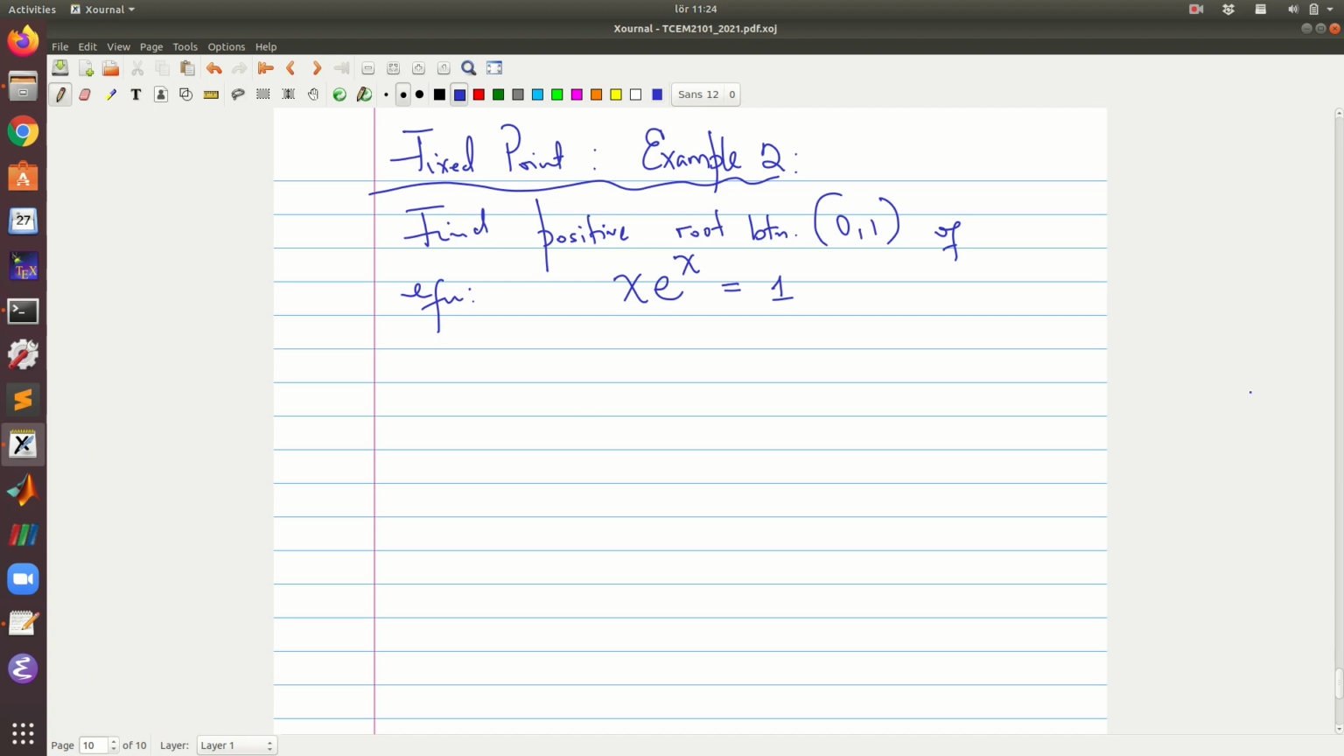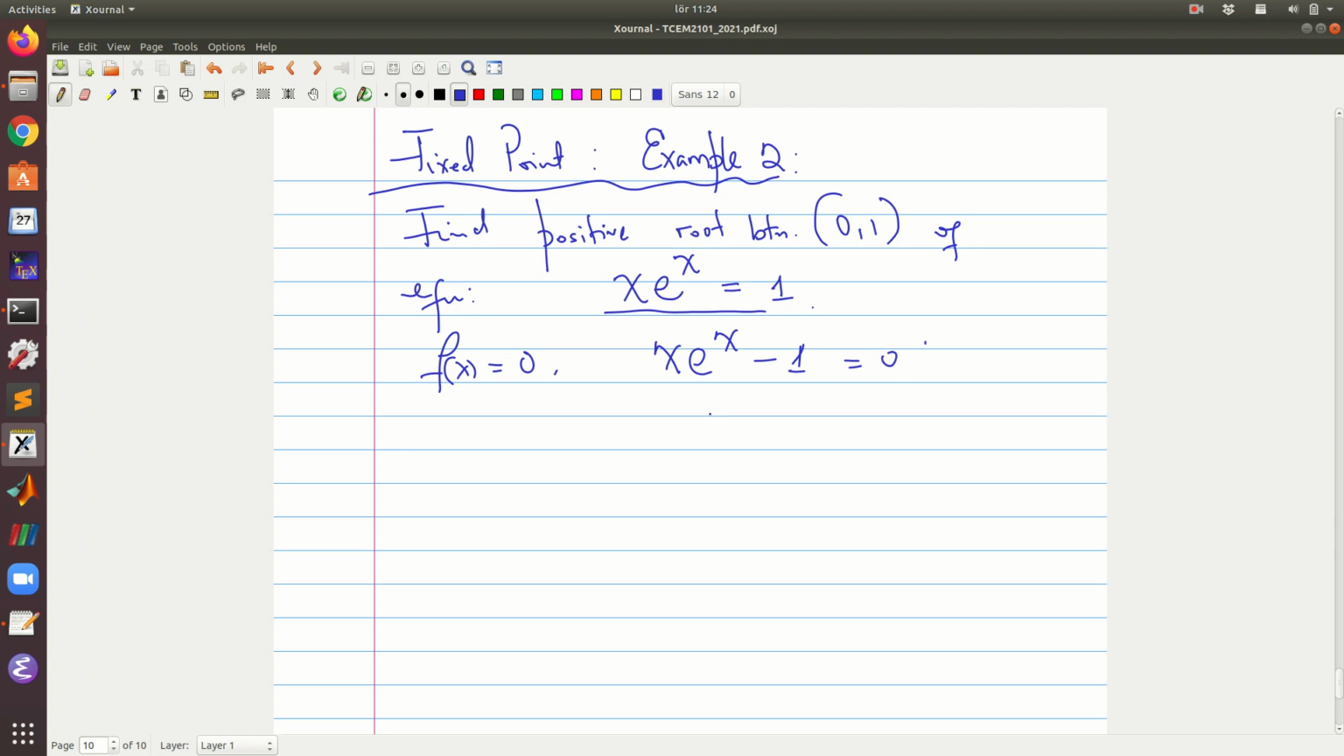Hi and welcome to this segment where we're going to look at yet another example of using the fixed point to find the positive root of this equation. If we write this equation in the form f of x equals 0, we have x e to the power x minus 1 equals 0.